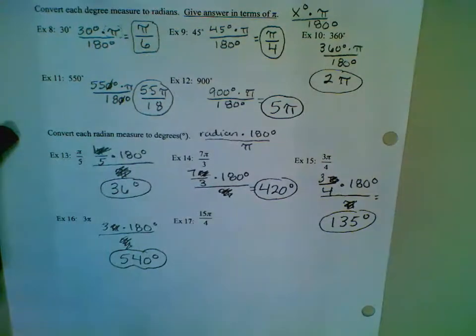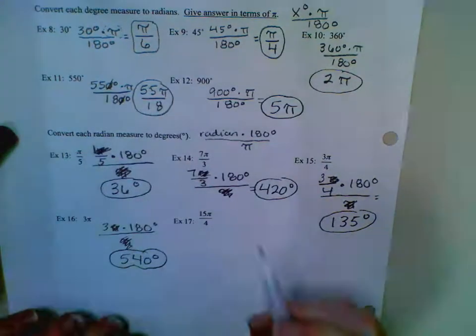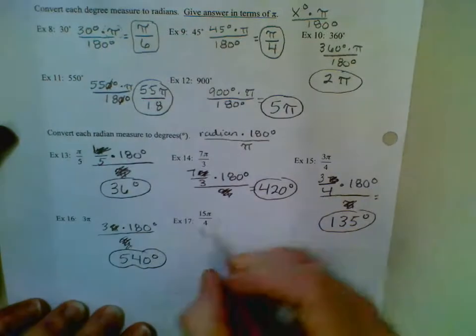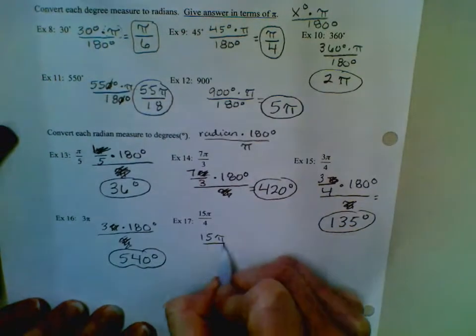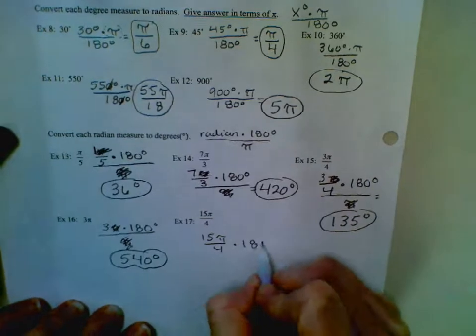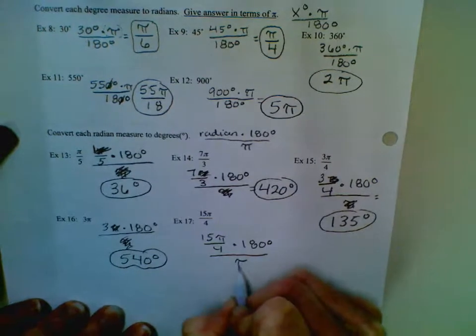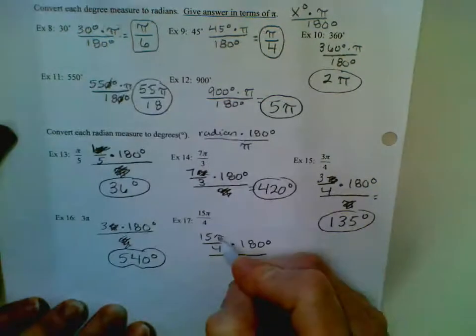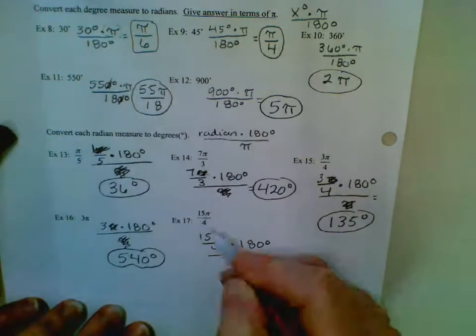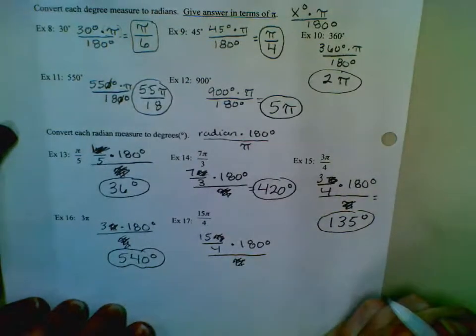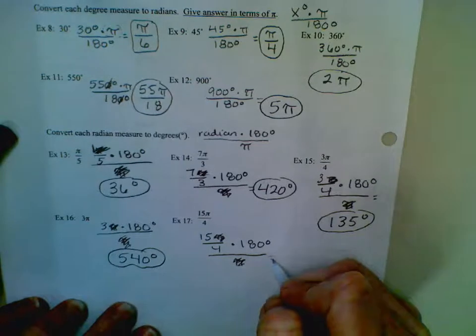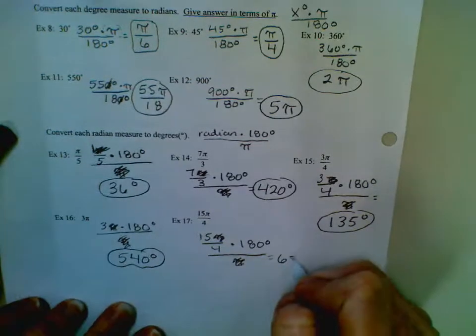So this is just a lot of repetition. You guys are getting some practice with these. So 15 pi over 4 times 180. Some kids take shortcuts on these. They know the pi's are going to cancel, so all they do is just 15/4 and multiply it by 180. So you guys can take the shortcut. I'm just showing all my work in the lesson.